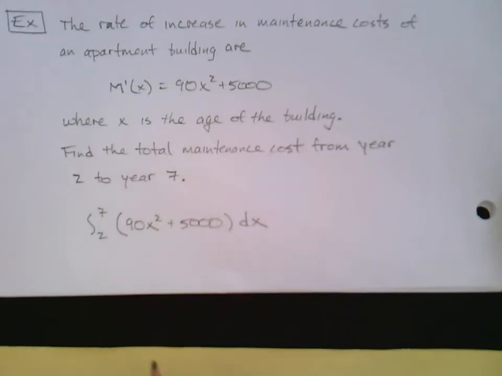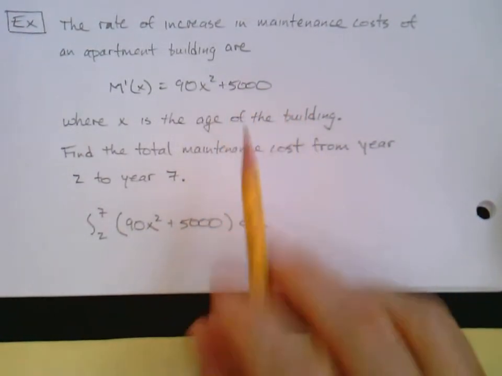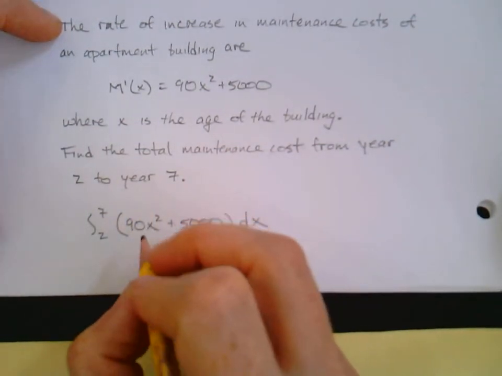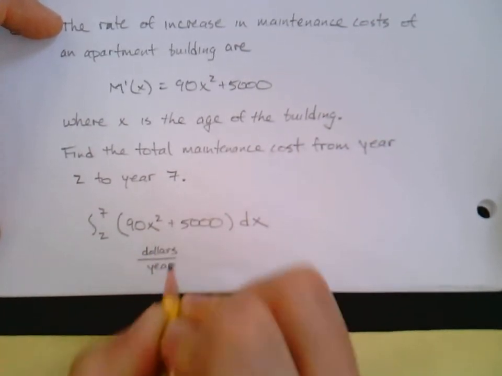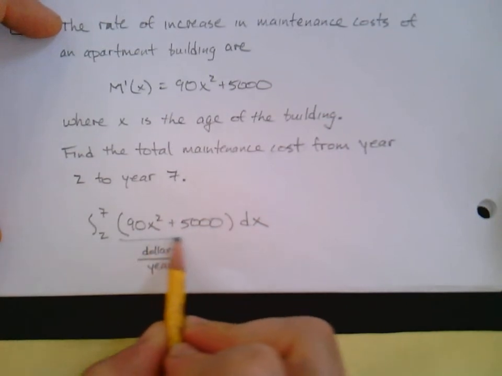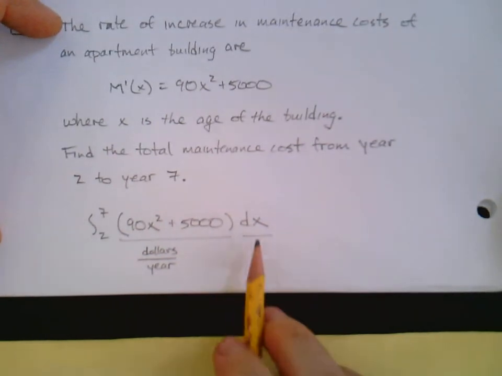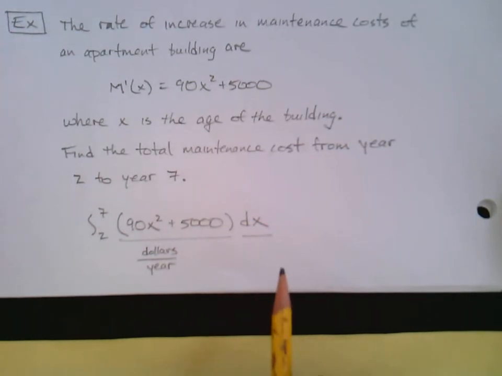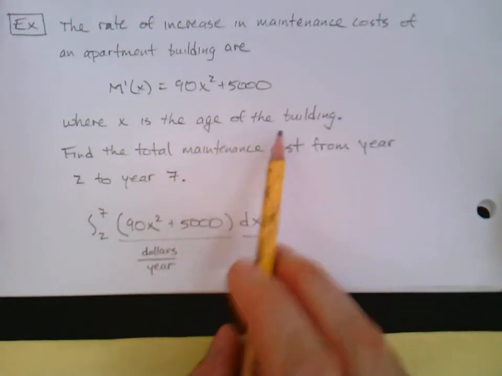How is this going to get us the total maintenance? Think about the units. It says years here, so this is like dollars per year. What does dx represent? Remember, dx is an infinitesimal change in the x value. What does the x value represent? The age of the building, years.